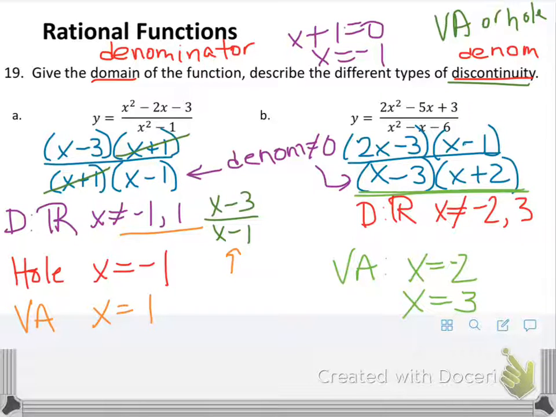If the factor does cancel out, it produces a hole. Both of those are discontinuity or values that cannot exist in our domain, so both of those numbers have to be written as part of our domain exclusions.